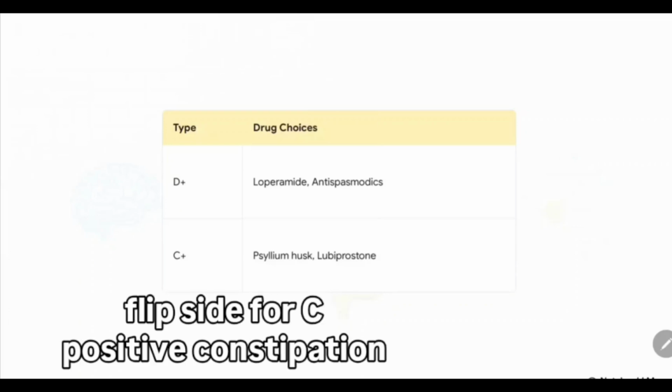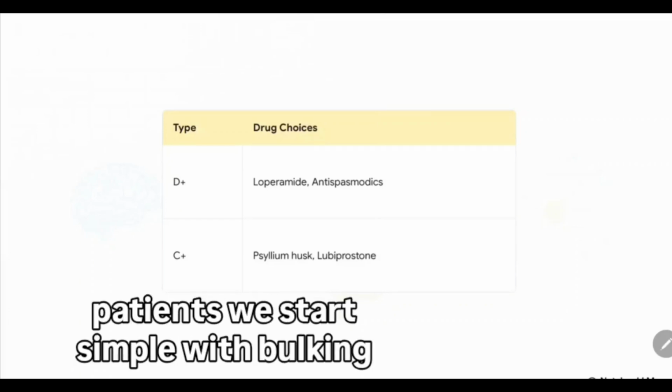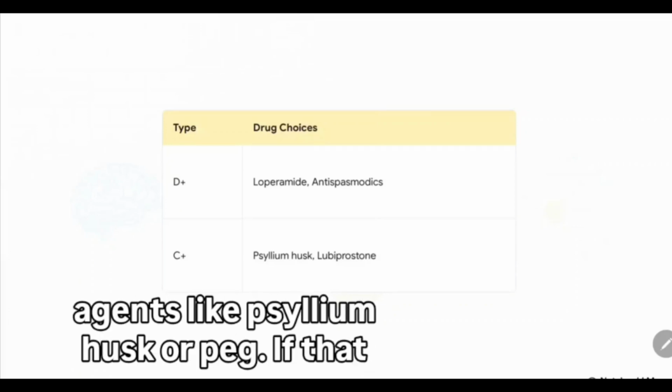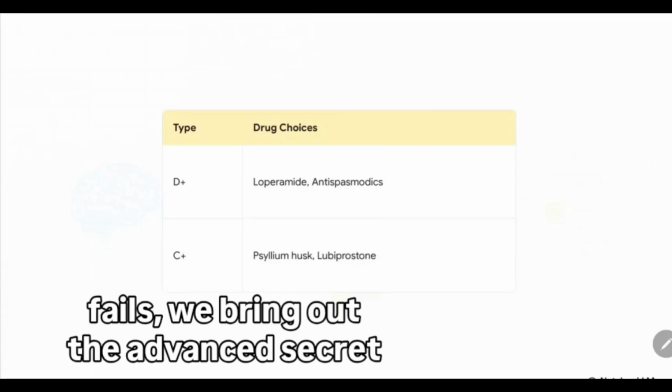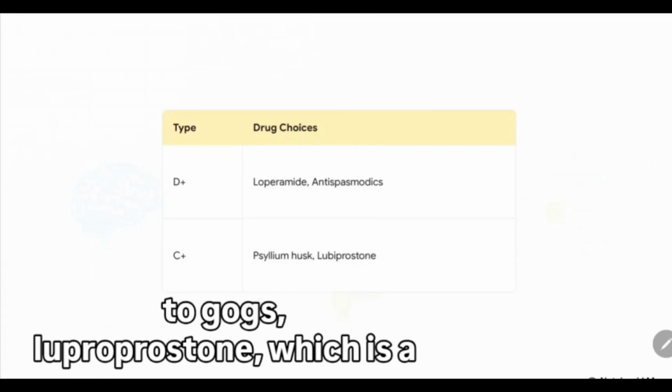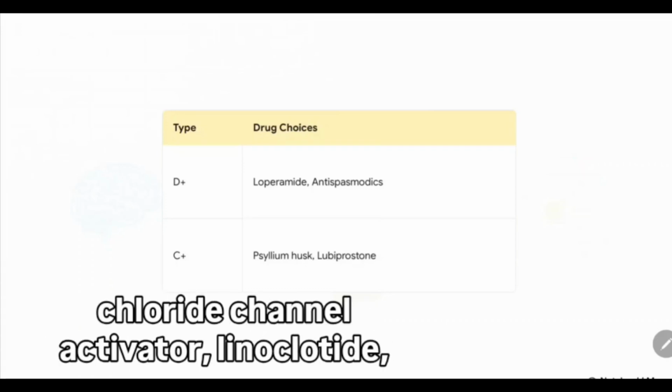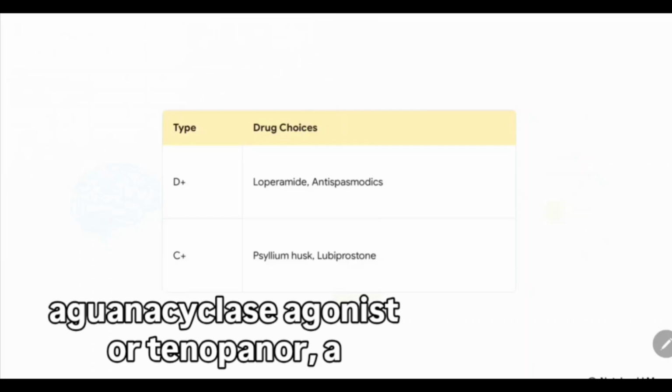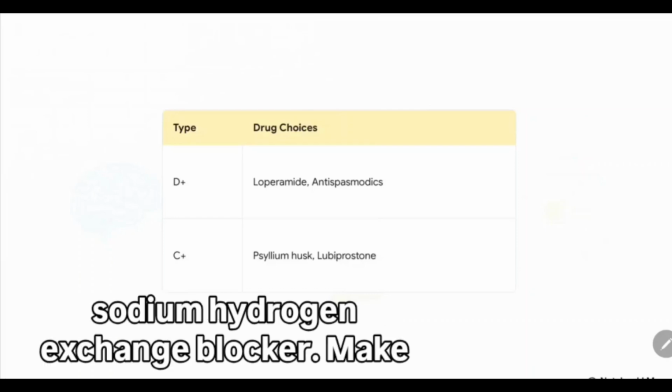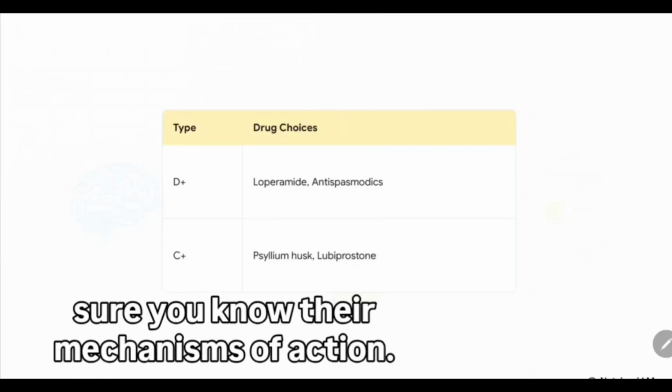Now, on the flip side, for C-positive constipation patients, we start simple with stool-bulking agents like psyllium husk or PEG. If that fails, we bring out the advanced secretagogues: lubiprostone, which is a chloride channel activator, linaclotide, a guanylate cyclase agonist, or tenapanor, a sodium-hydrogen exchange blocker. Make sure you know their mechanisms of action.